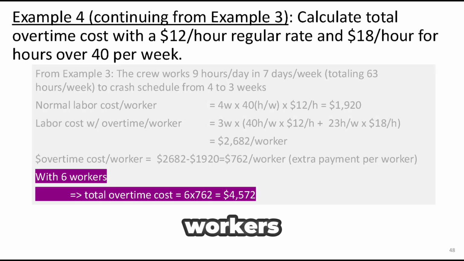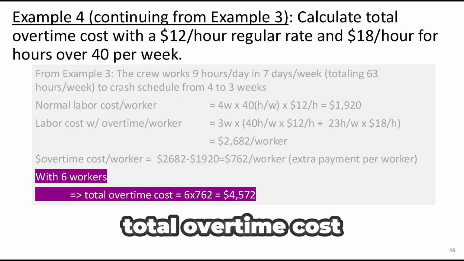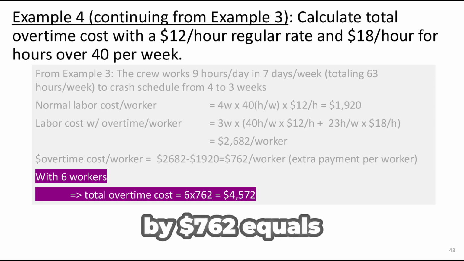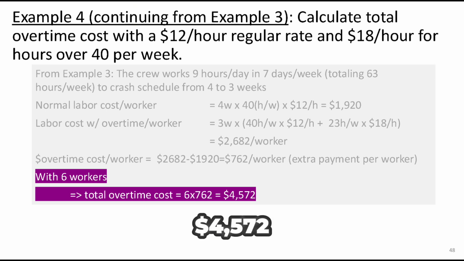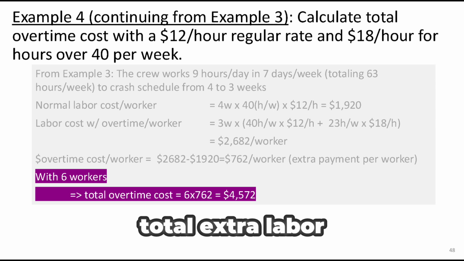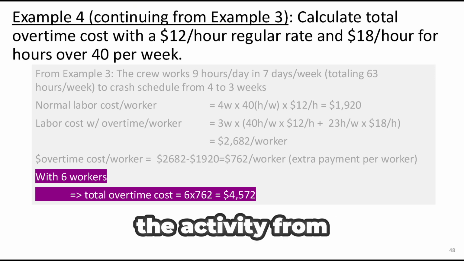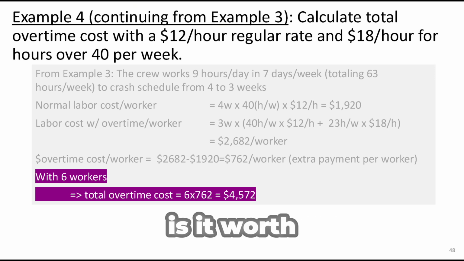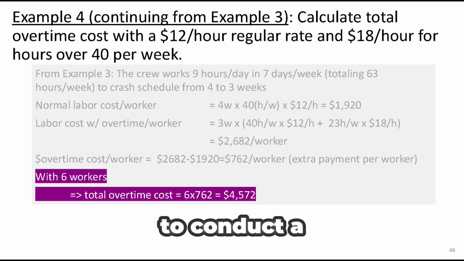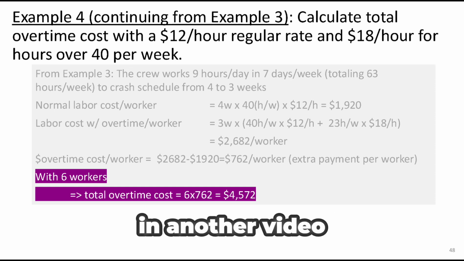Finally, with 6 workers, let's calculate the total overtime cost. 6 workers multiplied by $762 equals $4,572. This is the total extra labor cost you'll need to pay for crashing the activity from 4 weeks to 3 weeks. Is it worth it? Well, that depends. To make a decision, you'll need to conduct a cost-saving analysis, as we covered in another video.